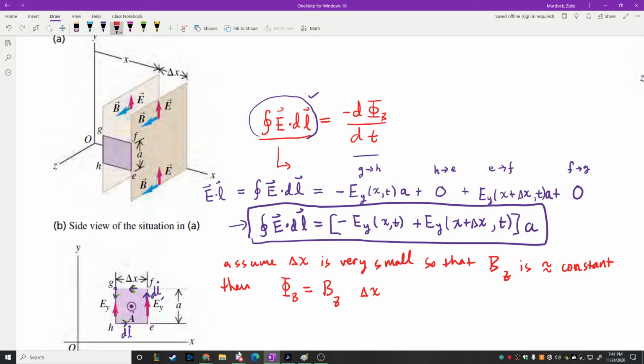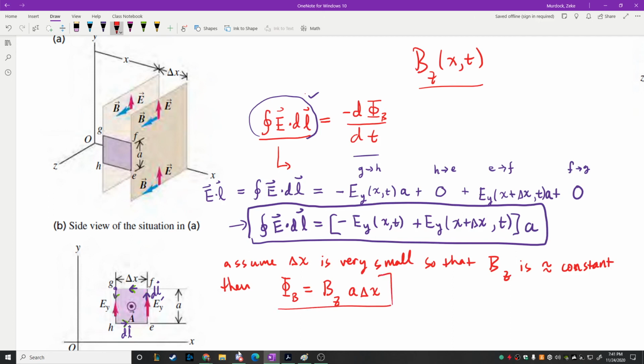It's Bz times A times delta x. It's not a function like we have up here. Bz itself is a function of x and t as well. It's not a function of z, and it's not a function of y. It's only a function of x and t. But that's our flux, right? So we're kind of done, actually.